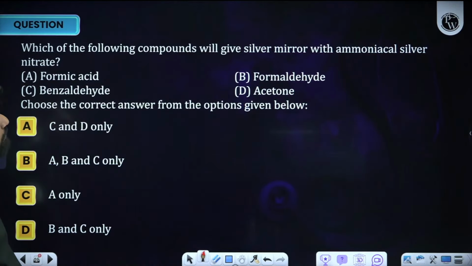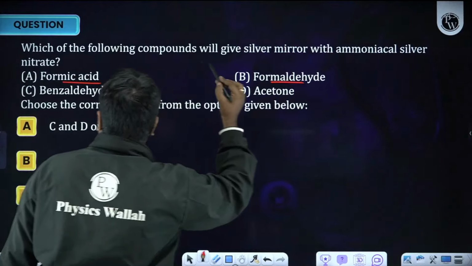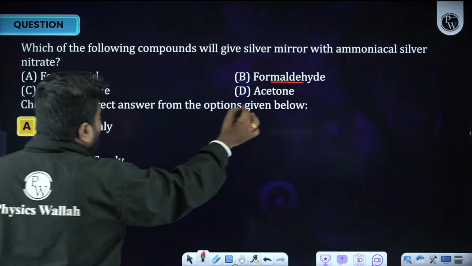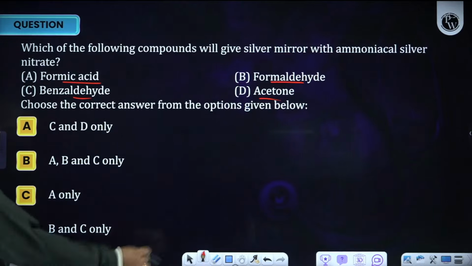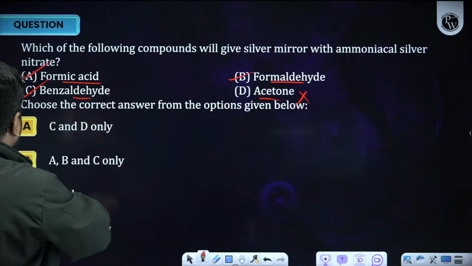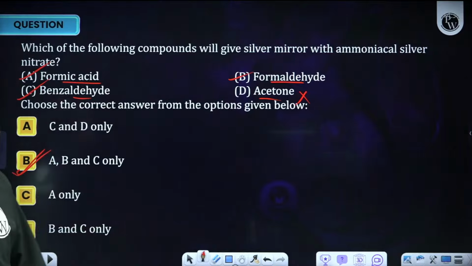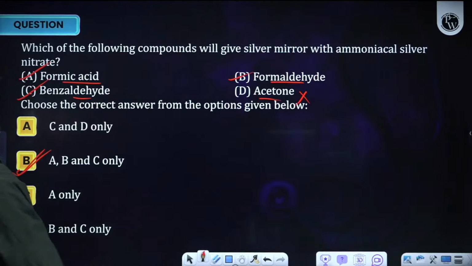Which of the following compounds will give silver mirror with ammoniacal silver nitrate? Formic acid, formaldehyde, benzaldehyde, ketone. Which one will give the ammoniacal silver nitrate test? Except ketone, formaldehyde, formic acid, benzaldehyde, all these three will give the silver mirror test. Option B, A, B, C is the correct answer.